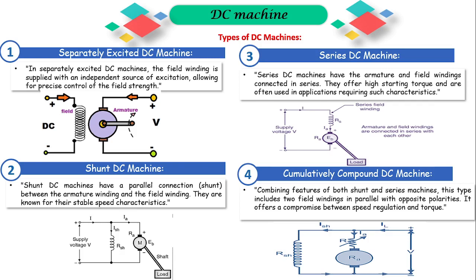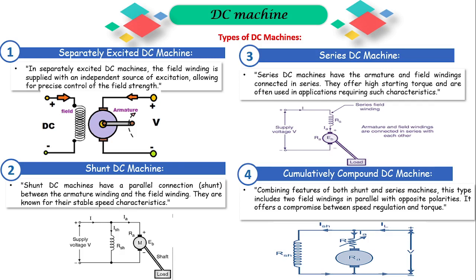3. Series DC machine. Series DC machines connect the armature and field windings in series. This configuration provides high starting torque, making them ideal for applications that demand such capabilities. 4. Cumulatively compound DC machine. This type combines the best of both worlds by incorporating two field windings in parallel with opposite polarities. It strikes a balance between speed regulation and torque, making it a versatile choice.